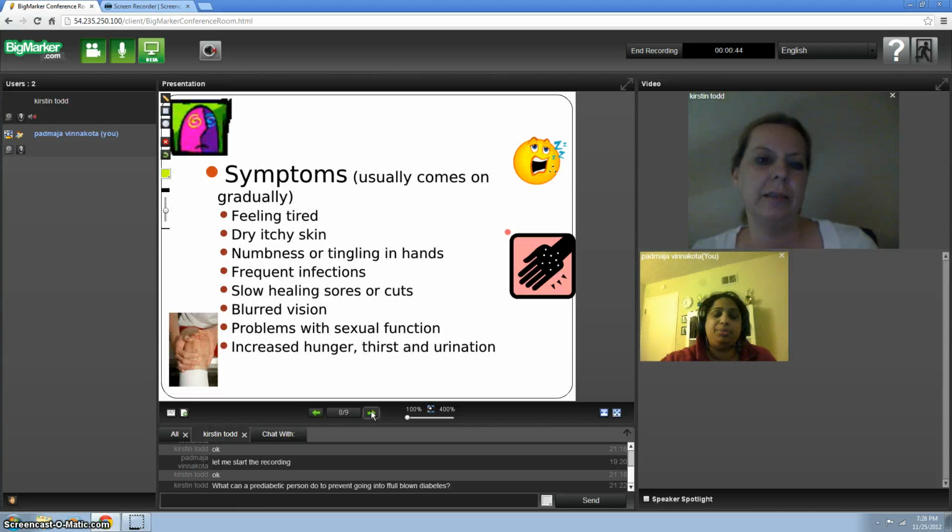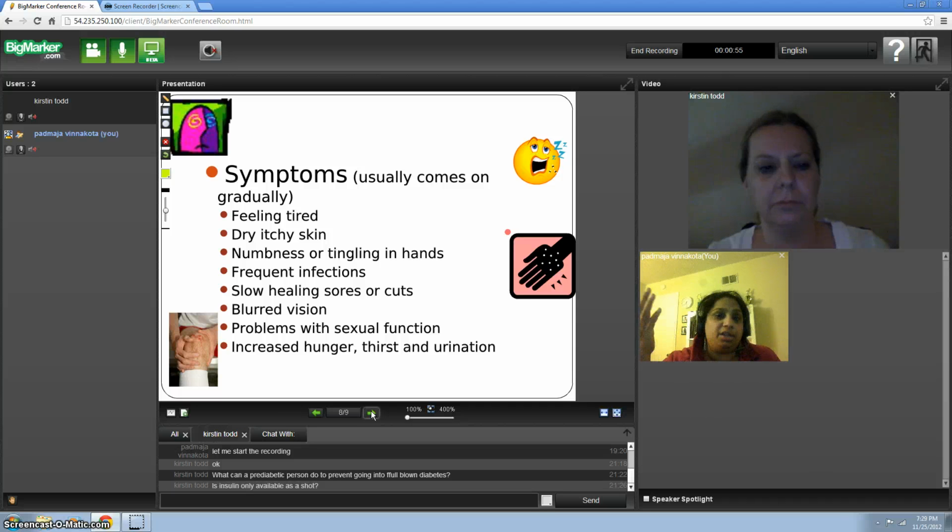The symptoms usually come gradually. The symptoms could be anything, starting from feeling tired. You tend to feel tired very easily. You have dry, itchy skin. You have numbness and tingling in your hands. You could have frequent infections. Another indication is if you have any sores or cuts, they take a much longer time to heal.